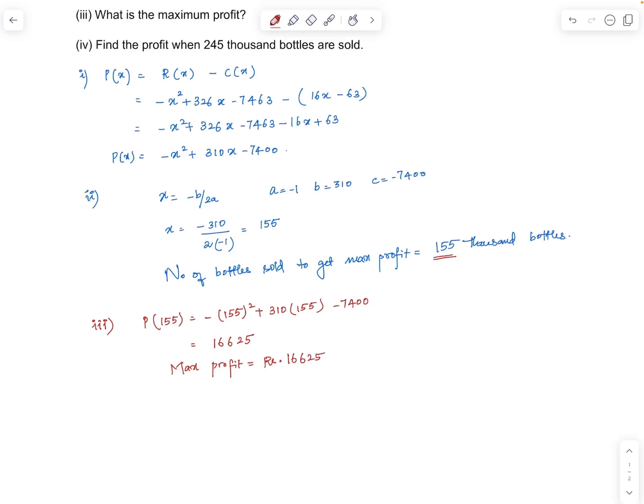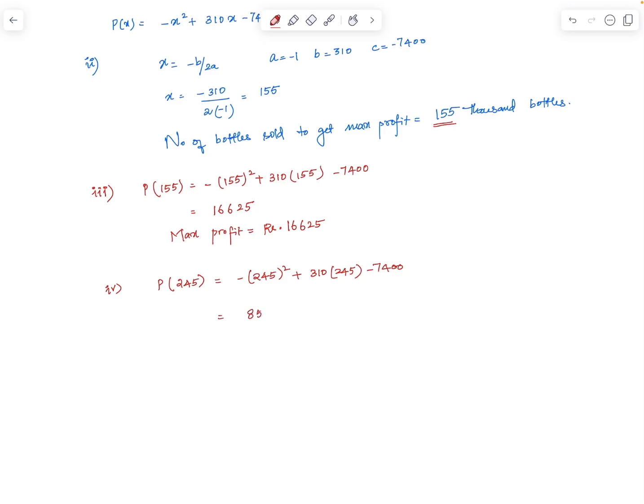Question number 4. Find the profit when 245,000 bottles are sold. In the same profit function, we have to substitute 245 in the place of x. Minus 245 the whole square plus 310 times 245 minus 7400. This gives us 8525.